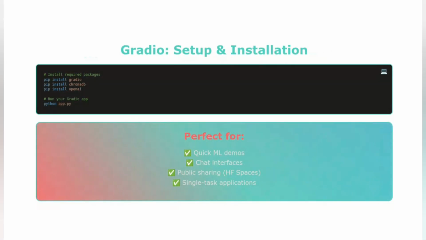Now, let's look at Gradio. The setup is just as simple. Pip install Gradio and your vector database dependencies. Gradio's workflow is slightly different, but equally powerful. We define our main processing function, create the Gradio interface with inputs and outputs, and launch the app. Gradio is particularly great for ML demos and chat interfaces.